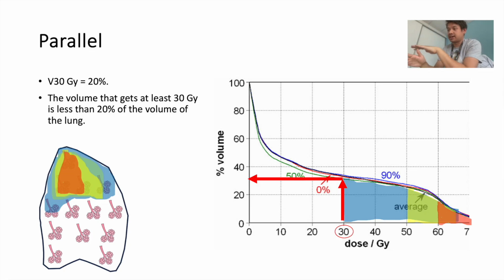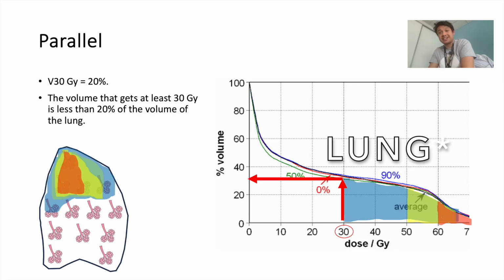So in this case, as I said before, the V30 gray should be equal or less than 20%, and in this case, you have a V30 gray which is higher, here 30% of the volume of the heart. So this is not good for your patient. In this case, you should change and optimize your plan a little bit.